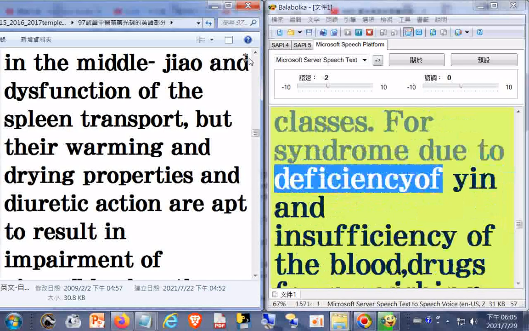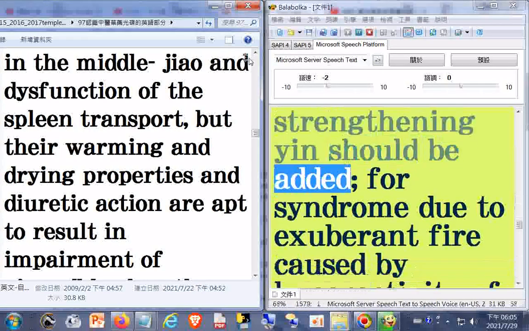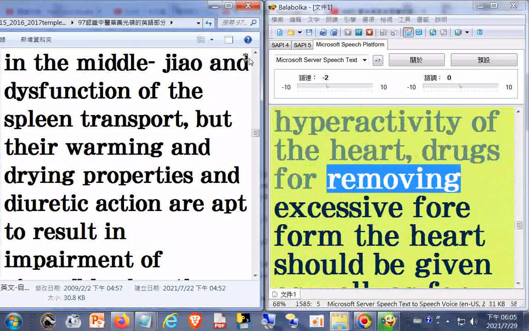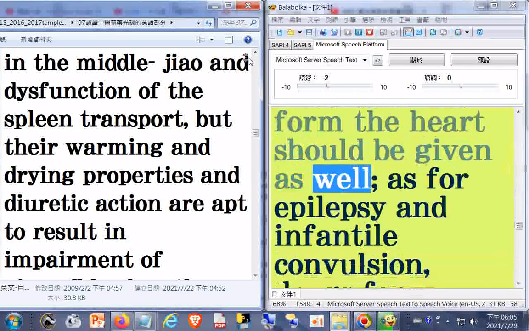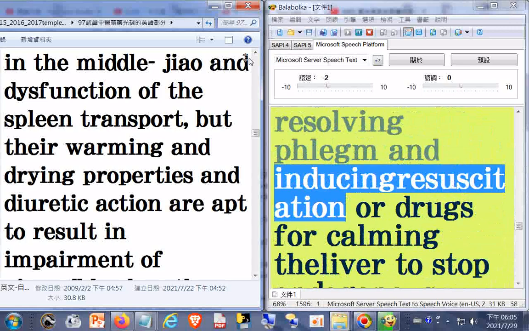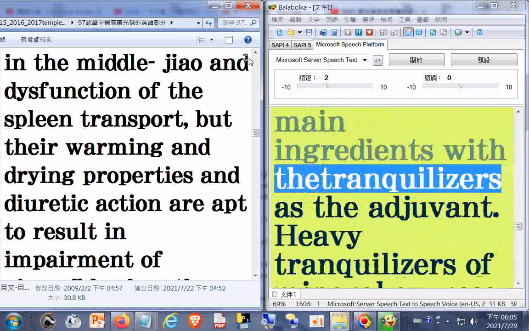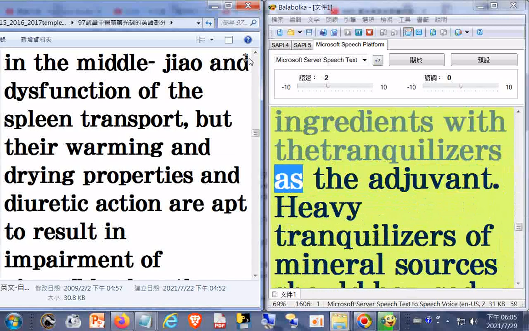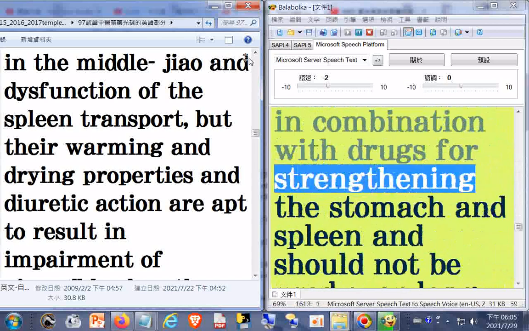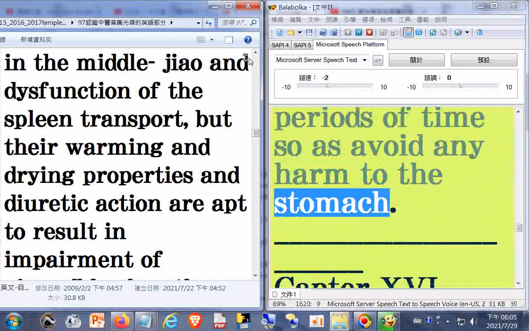For syndrome due to deficiency of yin and insufficiency of the blood, drugs for nourishing the blood and strengthening yin should be added. For syndrome due to exuberant fire caused by hyperactivity of the heart, drugs for removing excessive fire from the heart should be given as well. As for epilepsy and infantile convulsion, drugs for resolving phlegm and inducing resuscitation or drugs for calming the liver to stop endogenous wind should be used as the main ingredients with the tranquilizers as the adjuvant. Heavy tranquilizers of mineral sources should be used in combination with drugs for strengthening the stomach and spleen and should not be used over long periods of time so as to avoid any harm to the stomach.